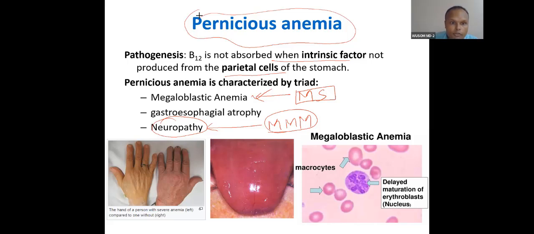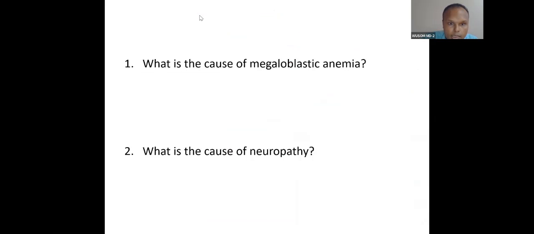So you can see these three features, M, A, and N. Gastric atrophy, you can see atrophy, M-A-N. You can remember the triad like M-A-N, man. M for megaloblastic anemia, A for atrophy, and N for neuropathy. These three are the features of this atrophy. You can examine the patient's tongue. The tongue will also be atrophic. And you can compare this patient's pale hand with this megaloblastic anemia. So what is the cause of megaloblastic anemia?